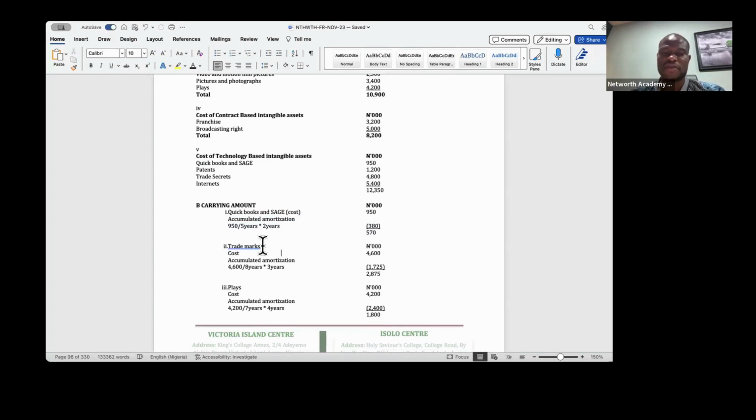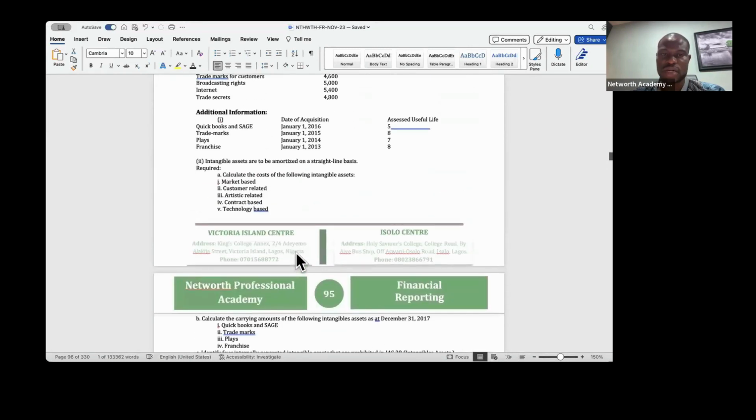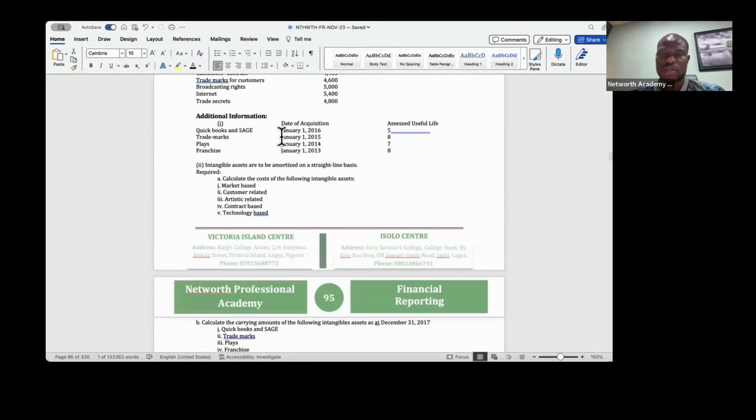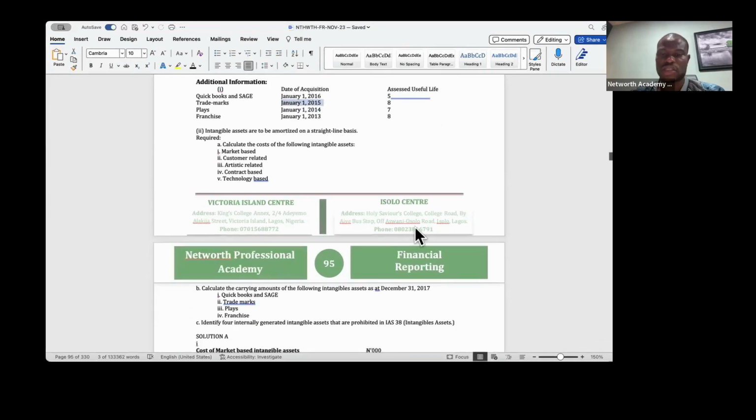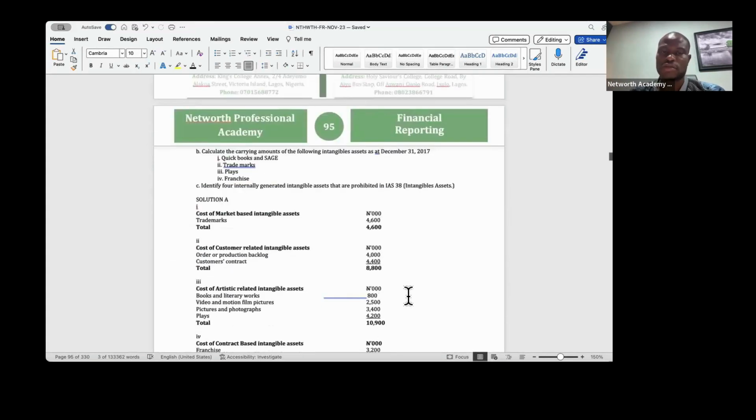The same thing for the trademark. The cost in the question is 46. The accumulated amortization is 46 divided by 8 years, which is the useful life, multiplied by 3 years. Why 3 years? That's because this trademark was acquired January 1st, 2015. That's 3 years ago, because this is 2017, so 15, 16, 17. So I just multiply by 3.